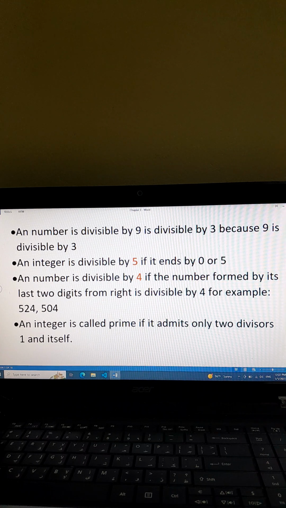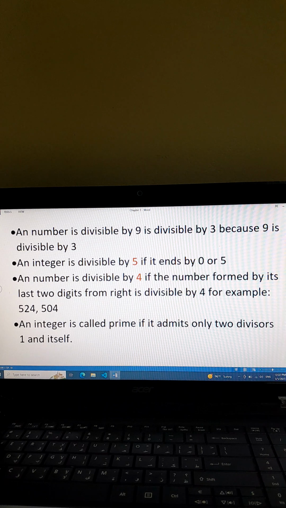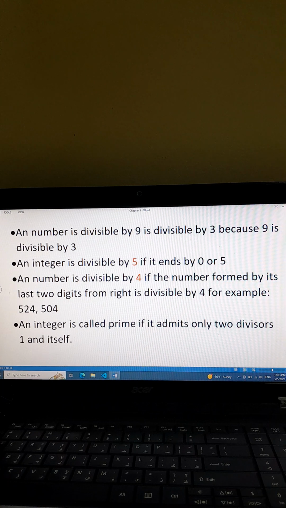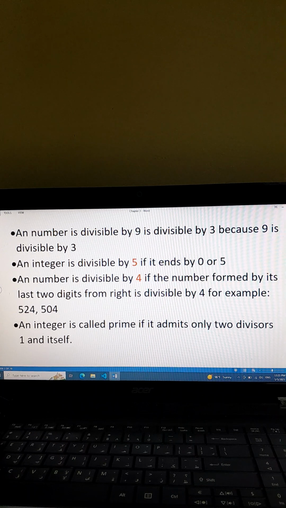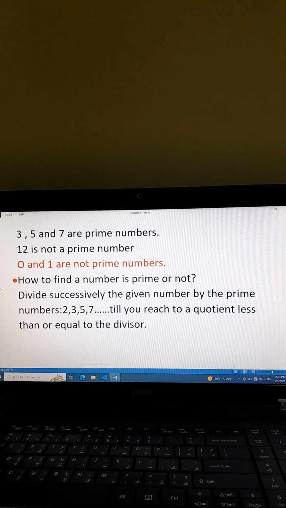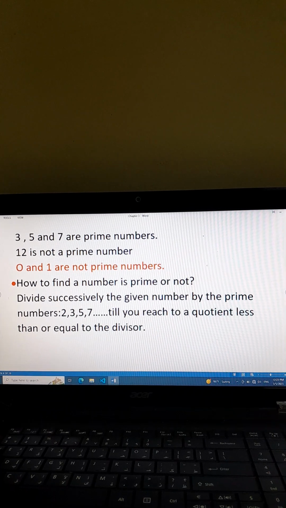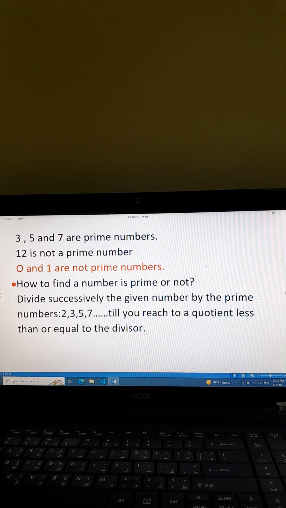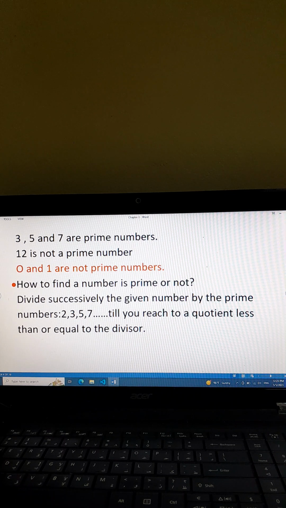An integer is called prime if it admits only 2 divisors: 1 and itself. 3, 5 and 7 are prime numbers, but 12 is not a prime number, because 12 is divisible by 2, by 4, by 6. 0 and 1 are not prime numbers.